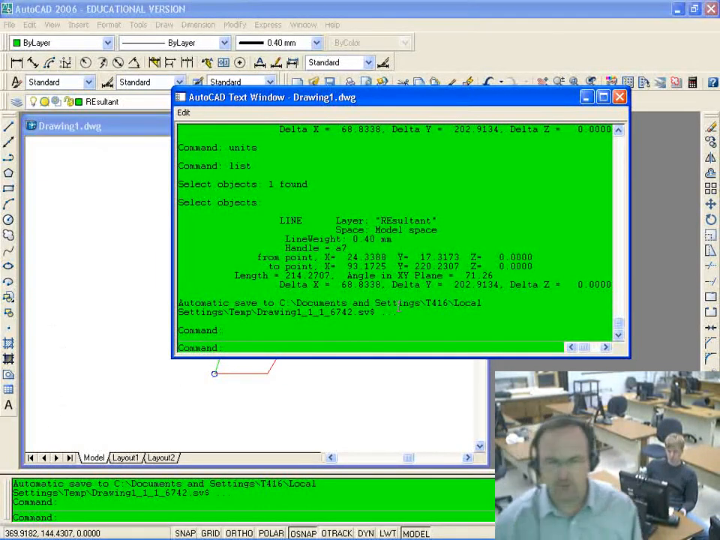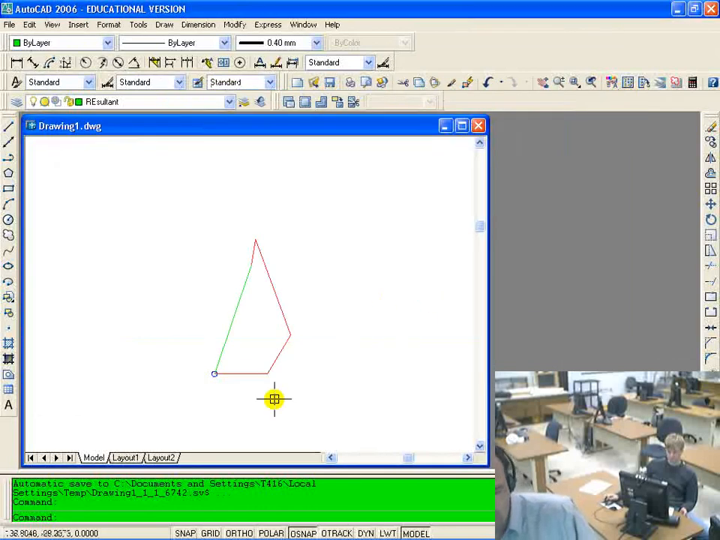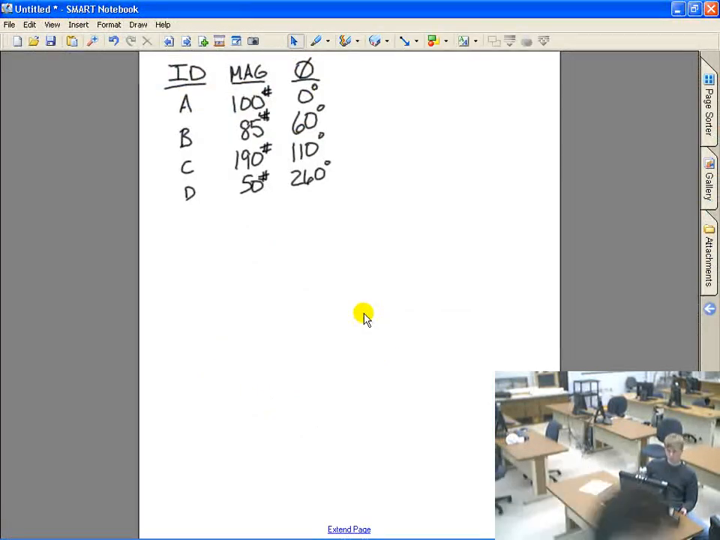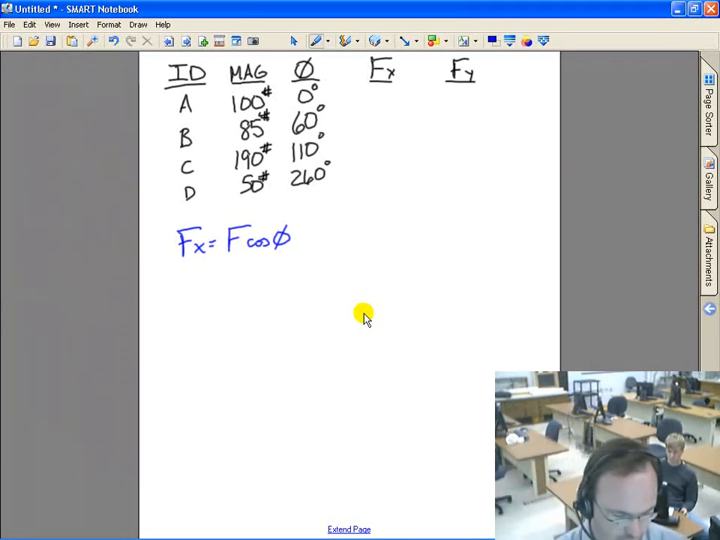So let's go ahead and check this using the table method. So we know what this is supposed to be graphically. Let's check it out, see if we get that from the table method. So here's our stuff, and now we're going to do Fx and Fy. We know that Fx equals F cosine phi. So we start off, 100 times the cosine of 0 is 100.